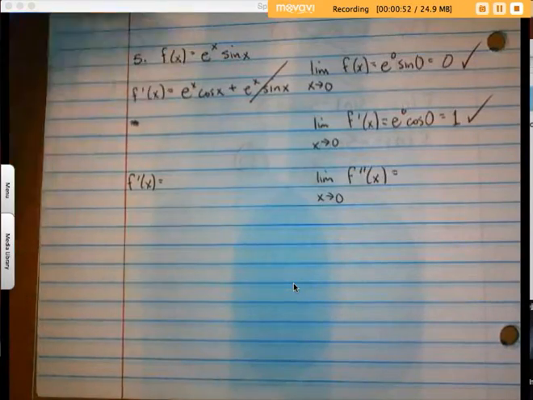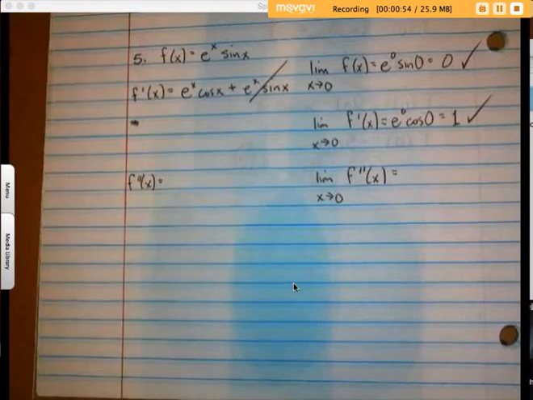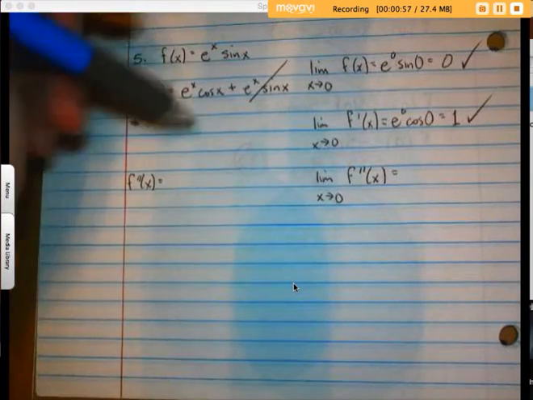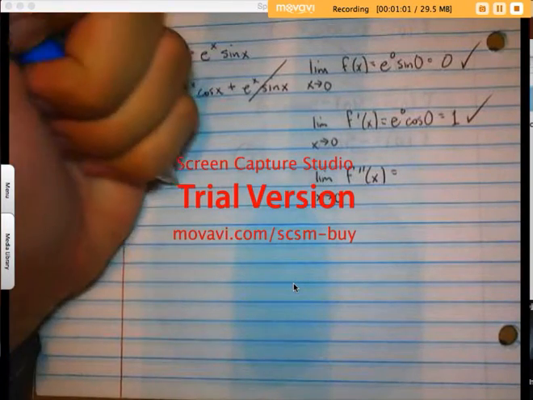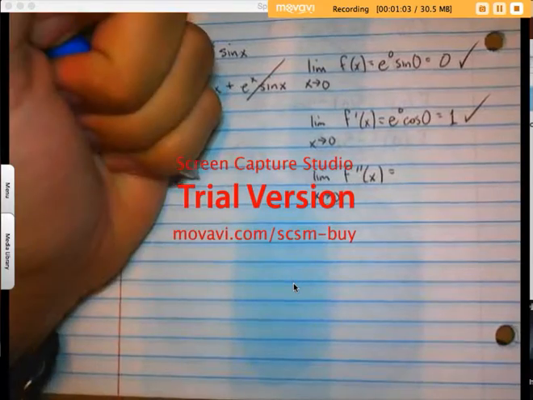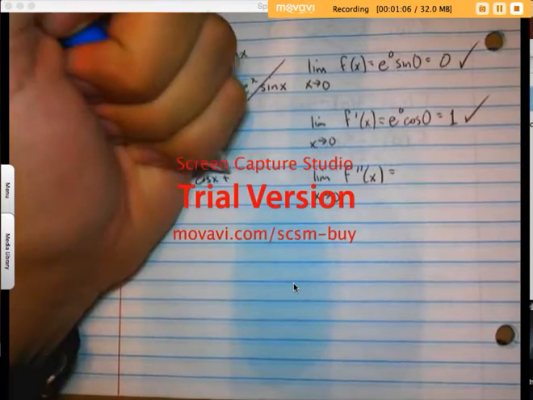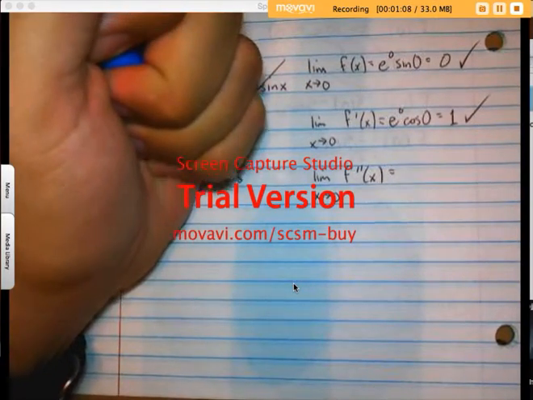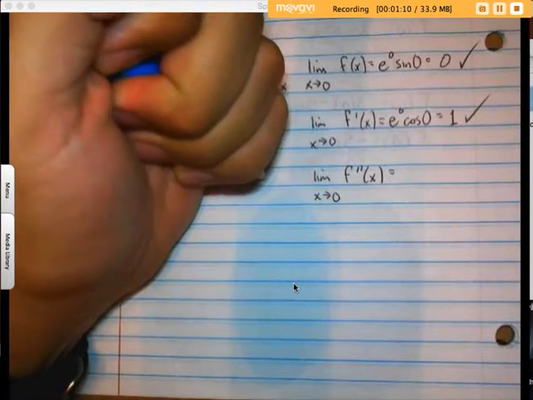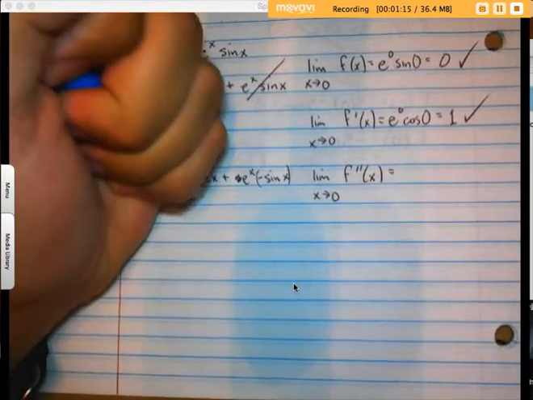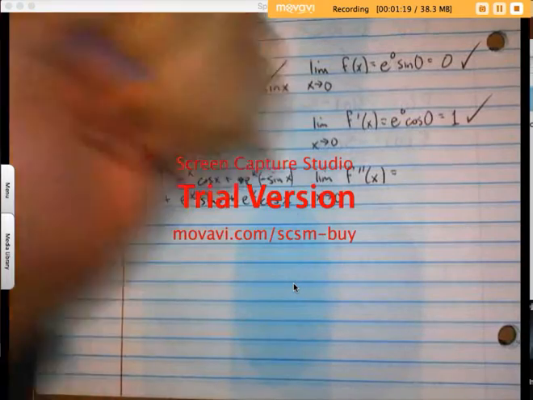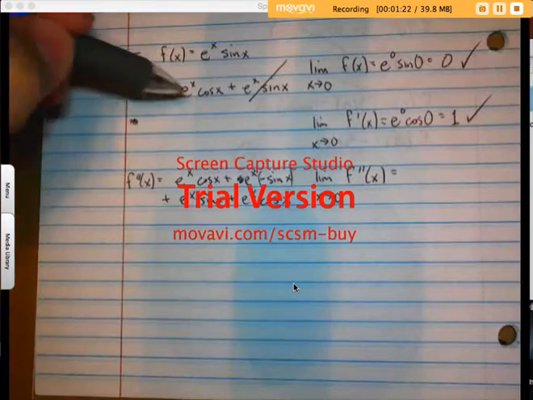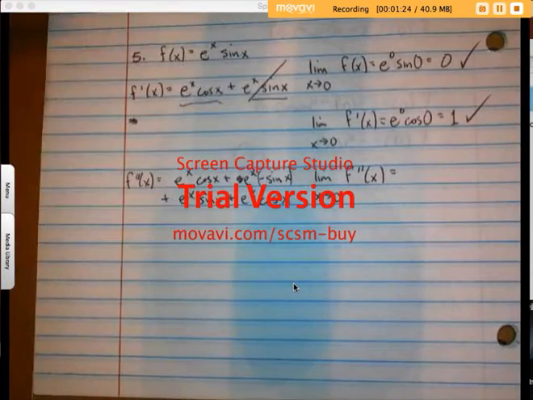So now I've got to find the second derivative of my first, which is taking the derivative of this guy. Well, he's going to be e to the x cosine of x plus e to the x negative sine of x, and then plus e to the x sine of x plus e to the x cosine of x. That's a product rule on this part and on this part.